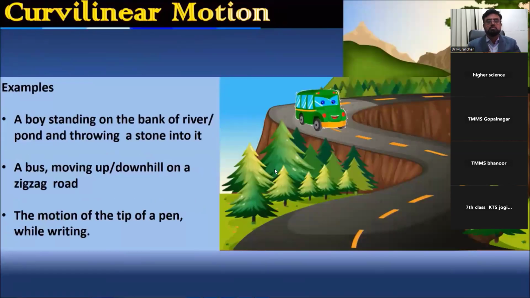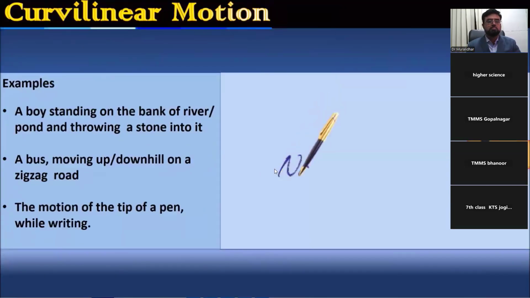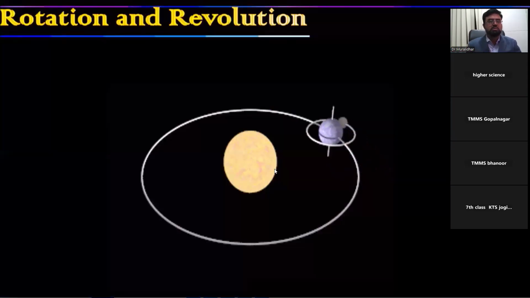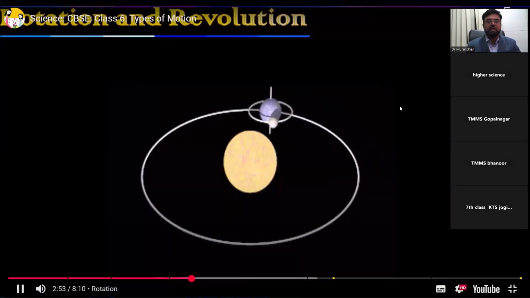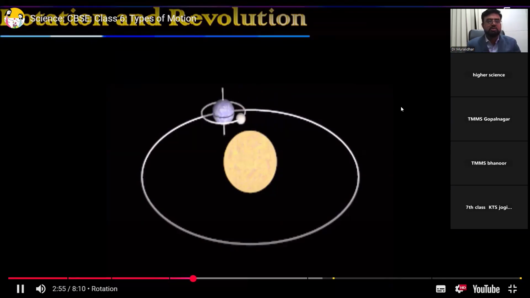Another one, a bus moving uphill on a zigzag road. The motion of the tip of a pen while writing are examples of curvilinear motion. It's very simple. Next, rotation and revolution. Let us explore. The first one is translatory motion, which we have seen. This is the second type. We'll discuss this next.